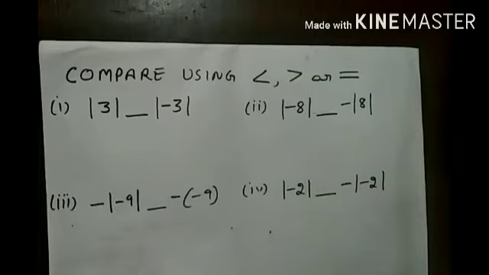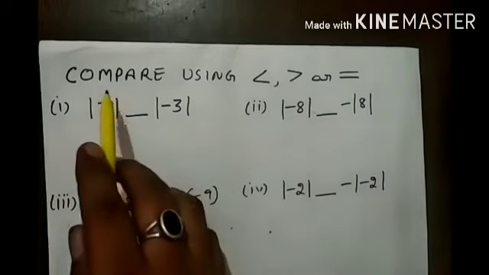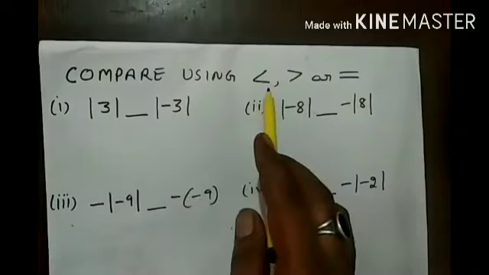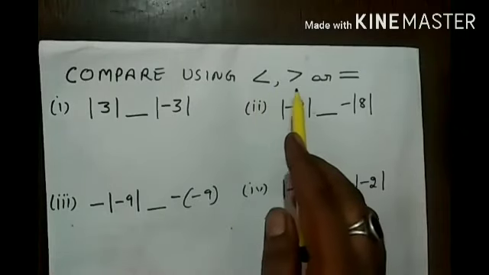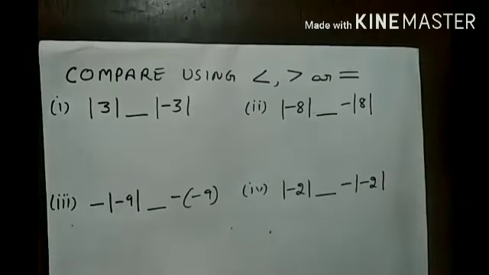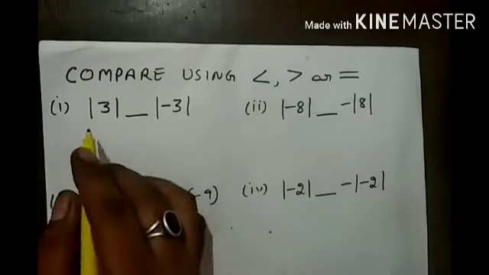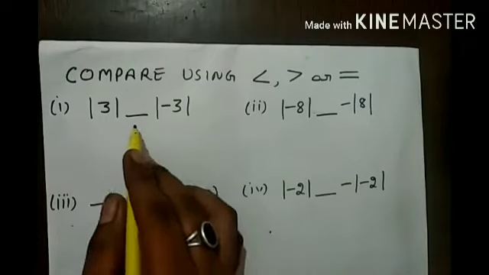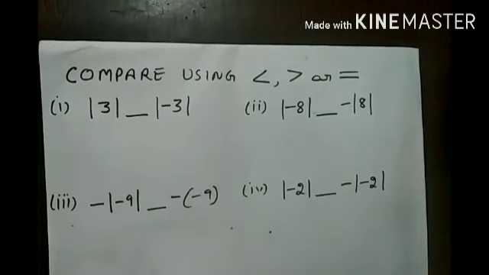Dear student, in this video we are going to compare the absolute values type of questions. So the heading is compare using less than symbol, greater than symbol or equal to symbol. So the first part is mod, absolute value of 3 and absolute value of minus 3.